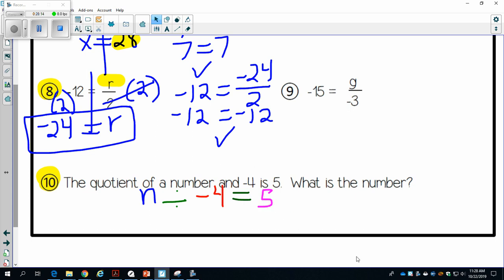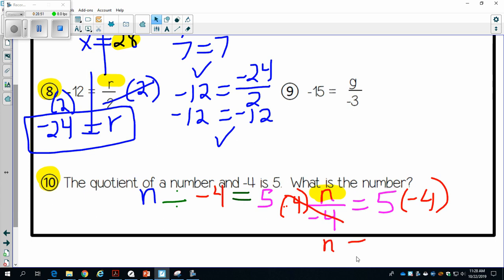Now I'm going to rewrite this with a fraction bar because typically you're going to see it with a fraction bar. So I'm going to have n over negative 4 is equal to 5. I'm going to isolate my variable. n has been divided by negative 4. I undo dividing by negative 4 by multiplying both sides by negative 4. So this cancels out, and n is going to be equal to negative 20.